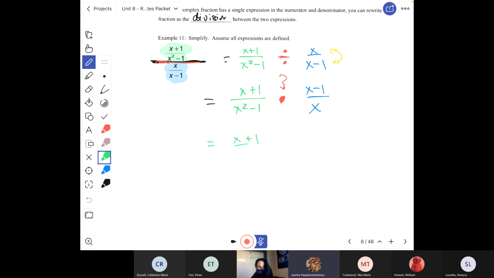And what do we do? Factor the bottom. Can we? Thank you. Let's factor the denominator of the first rational expression, the first fraction. And what would those factors be? x minus 1.